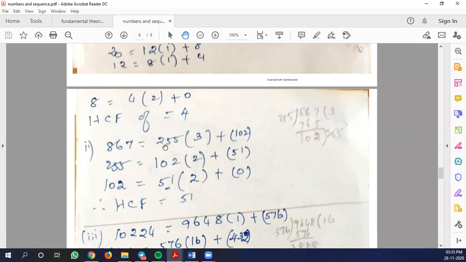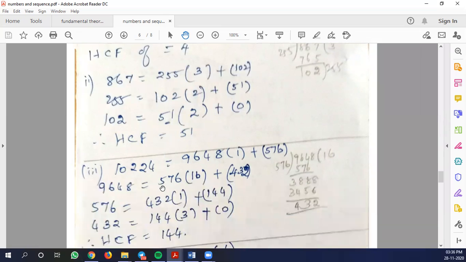Divide 255 by this number 3 times and the remainder is 102. Now we take 255 and divide it by 102, 2 times, and the remainder is 51. Now we take 102 and the remainder 51, 2 times. The remainder is 0, so the HCF is the last divisor, 51.